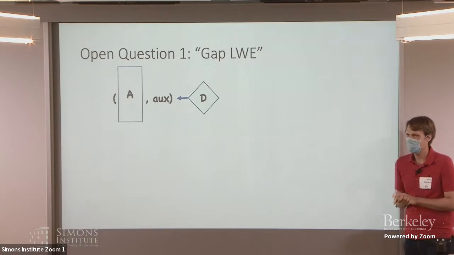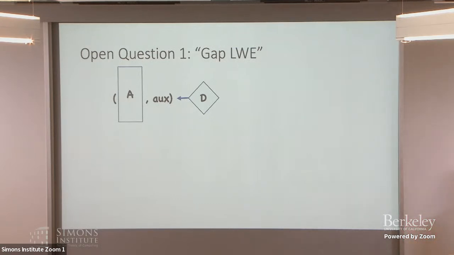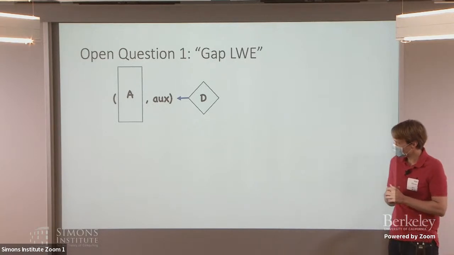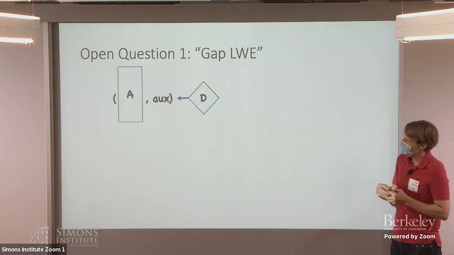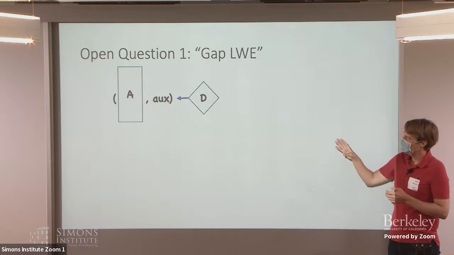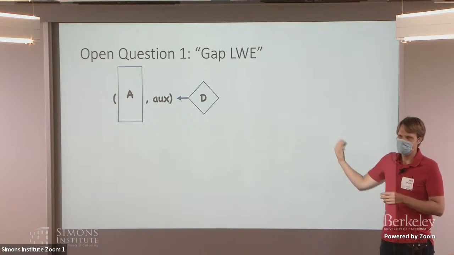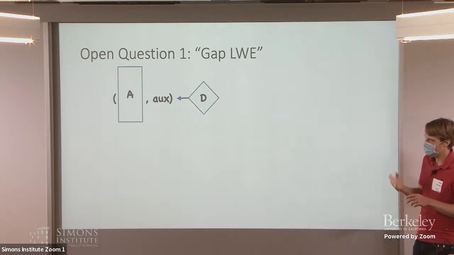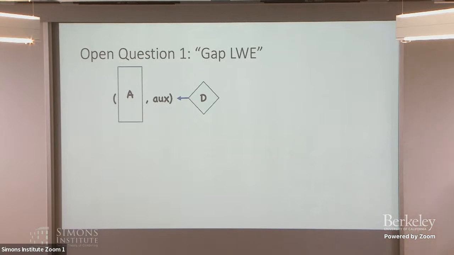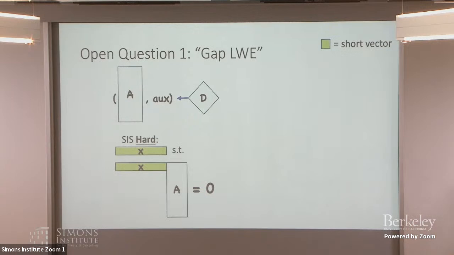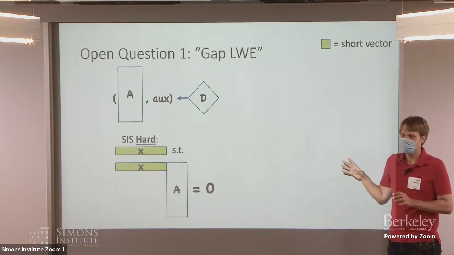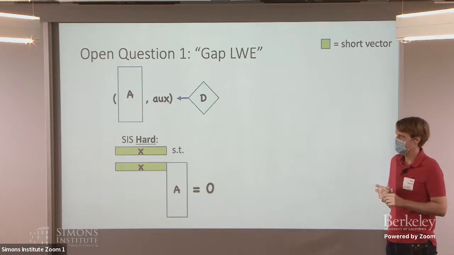It's going to look like learning with errors, but we're going to add something to it. So what I want is some sort of distribution over tall, skinny matrices, maybe with some auxiliary inputs, maybe not. And I want that, relative to this tall skinny matrix, the short integer solution is hard.